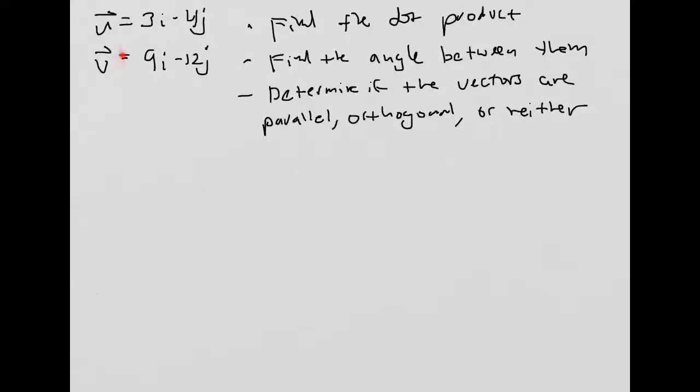All right, so given these two vectors, we got vector u, which is 3i minus 4j, and this vector v, which is 9i minus 12j. We want to find the dot product, we want to find the angle in between them, and then determine if the vectors are parallel, orthogonal, or neither. Now, once again, because we're dealing with vectors, orthogonal just means perpendicular. Okay.